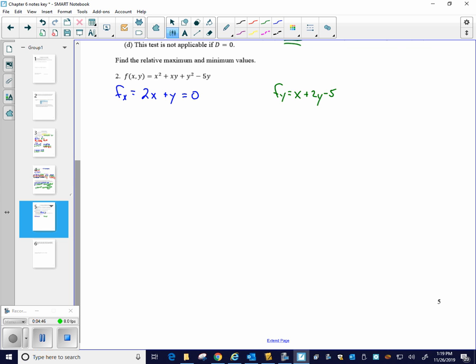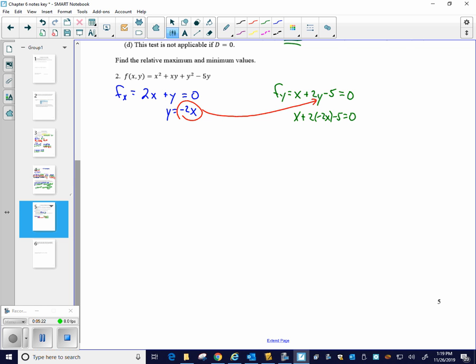Now I am going to solve this for y, which means I'm just going to subtract 2x on both sides. And since this is a system of equations, this one also must equal 0. But now what I have by doing the one on the left is an expression, negative 2x, that I can substitute into the y value right there because that's what y is. So then I get x plus 2 times negative 2x minus 5 equals 0.